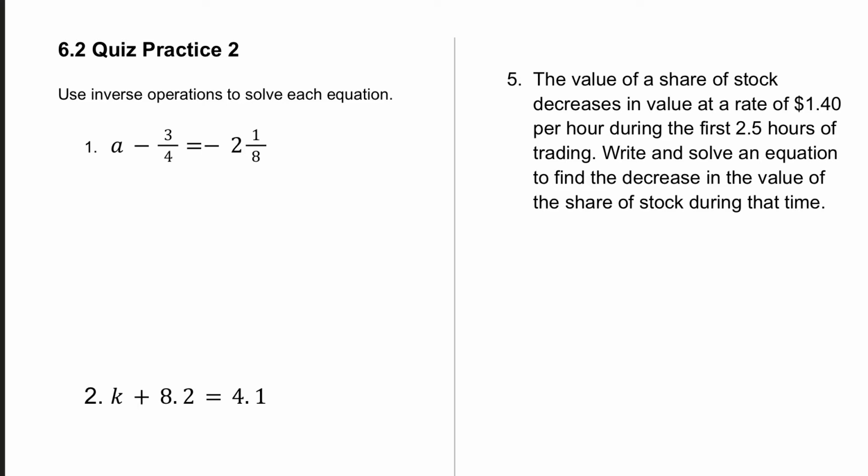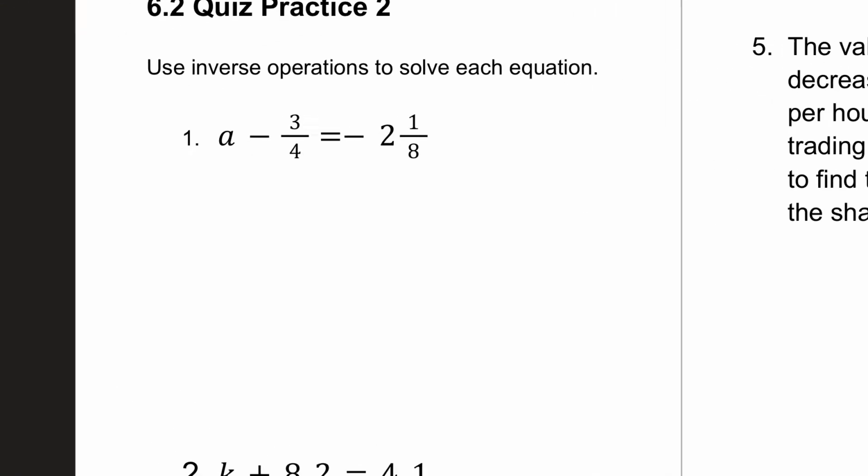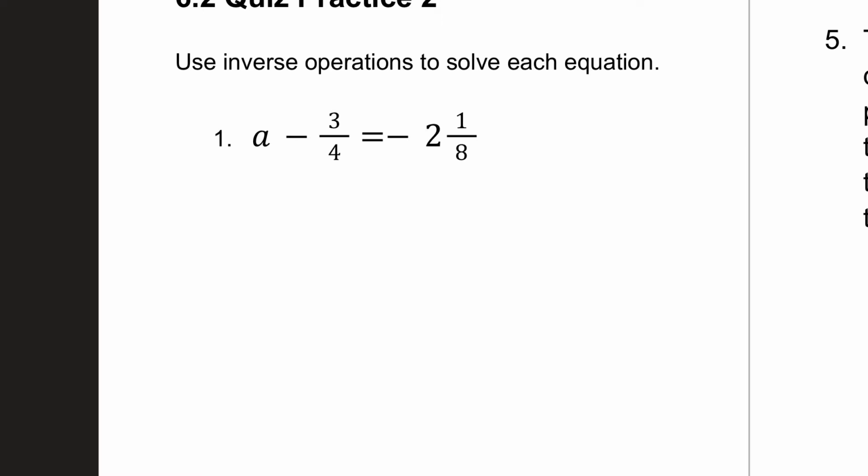Okay, so what we have is the first one. I'll zoom in farther here. I want to solve for a. So to do so, I will view two sides of the equal sign, and I will add 3/4 because I have to do the opposite. If I see subtracting 3/4, then I have to add 3/4. And to keep it balanced, I have to add 3/4 to both sides of the equal sign.